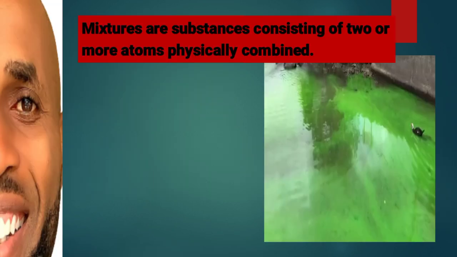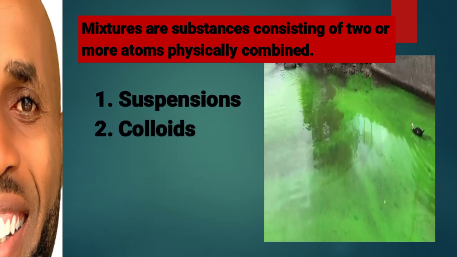What about mixtures? Mixtures are substances consisting of two or more atoms physically combined. And we have something like suspension, colloid, and solution. For us to say that something is a suspension, we need to understand that this mixture is a heterogeneous mixture of undissolved particles in a given medium. But to say it's a colloid, it means that it is in between suspension and true solution. So we need to define what solution is in order to have a better idea of what colloid is.